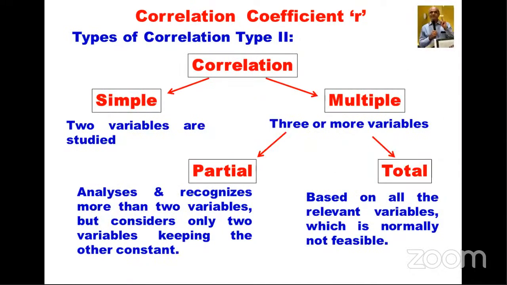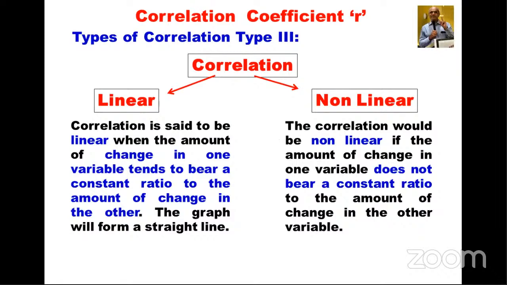Correlation may be simple or multiple. Simple is only two variables, X varies with Y. In multiple, there may be two, three or more variables, and Y may be partially related to X and Z, or totally related with that. So it's a partial relationship and a total relationship. We are not going into detail of that.